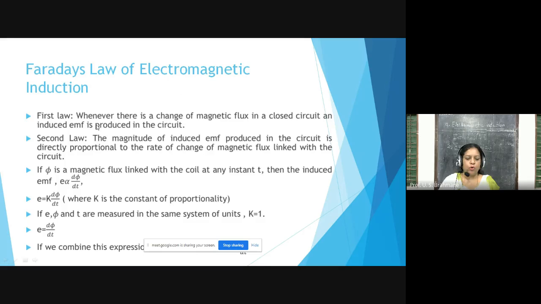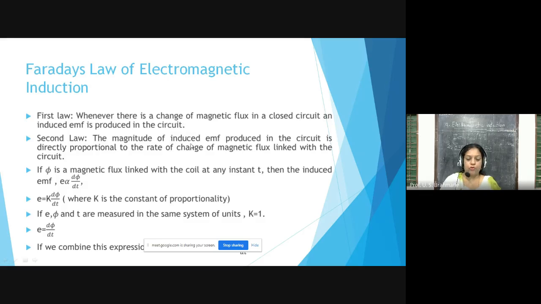Now, what is this law? This law says whenever there is a change of magnetic flux in a closed circuit, an induced EMF is produced in the circuit. So this gives the qualitative value of the characteristic. Okay. So whenever there is a change in magnetic flux in a closed circuit, an induced EMF is produced in the circuit. And the second law is about the magnitude.